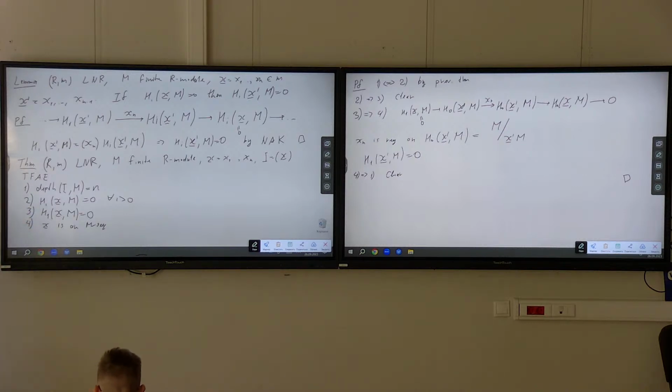Okay. So probably in practical applications, this is what you want to remember from this whole section. That these four conditions are equivalent, and it is surprising that h1 is enough.